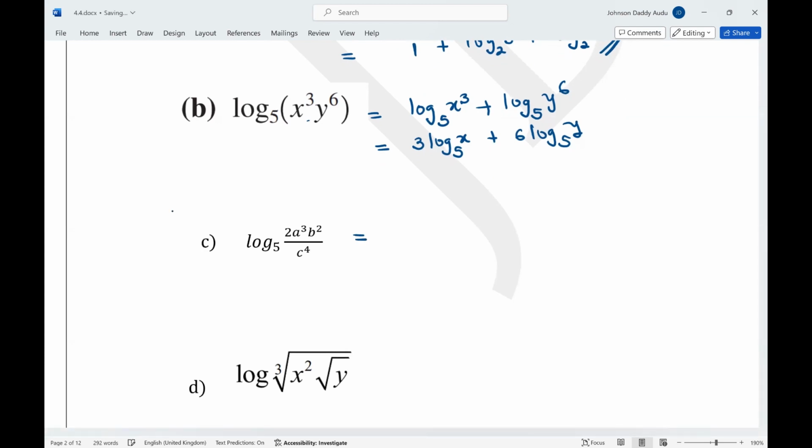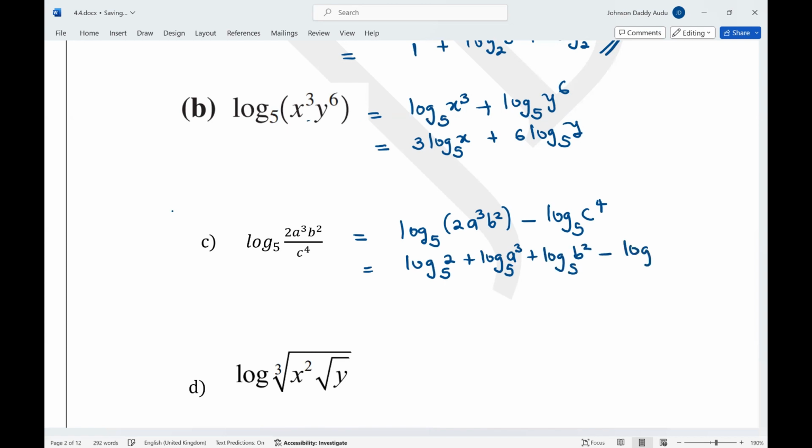Now, here you have so many things. You can start with the division. This you can write as log to base 5 of 2a to the power 3 b squared minus log to base 5 of c to the power 4. So we just change division to subtraction. Then here you have to do the multiplication. This is going to be log to base 5 of 2 plus log to base 5 of a to the power 3 plus log to base 5 of b squared minus log to base 5 of c to the power 4.